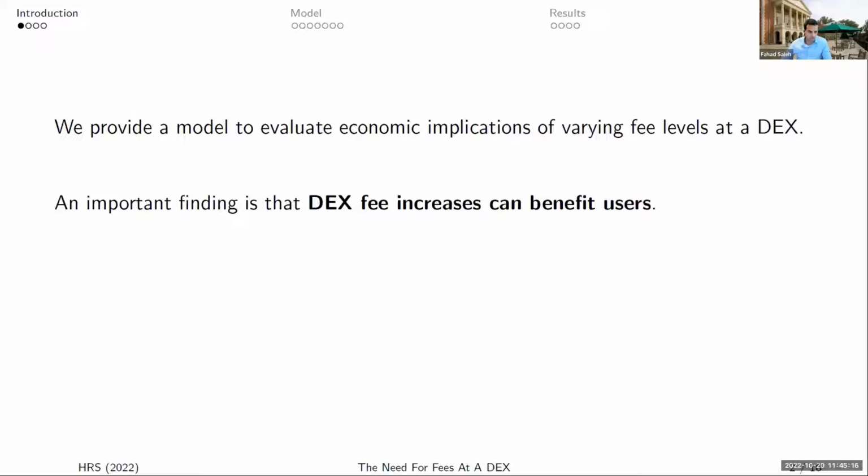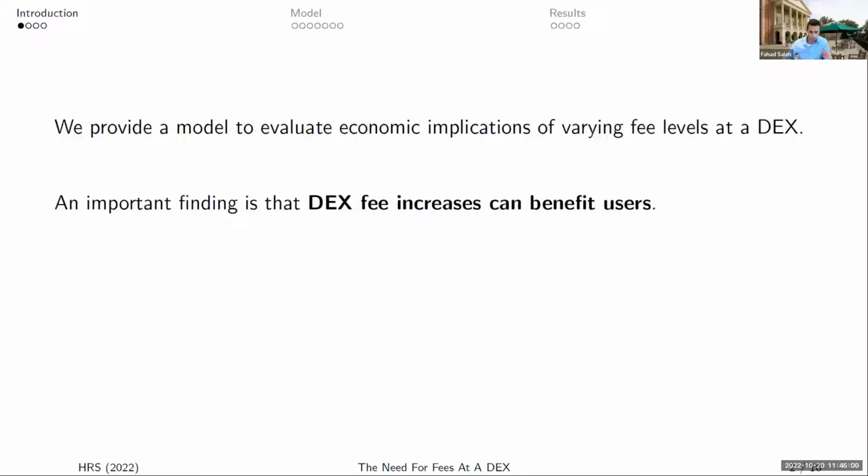And so the important thing that I want to spend the entirety of this presentation explaining is that increases to the fee level at a decentralized exchange can actually be beneficial for users. If that sounds counterintuitive, it should, at least in the context of centralized exchanges, because normally you would think that if I raise the fee you're paying, that's not going to be so good for people who are trading at the exchange because they have to pay more and they don't like that. But that intuition turns out not to be true in the setting of a decentralized exchange in general.